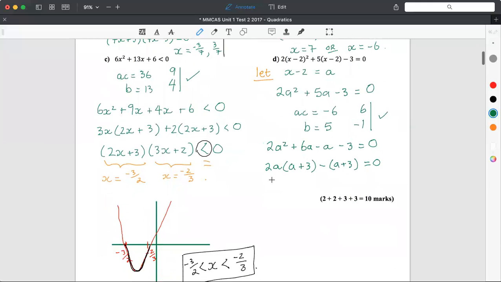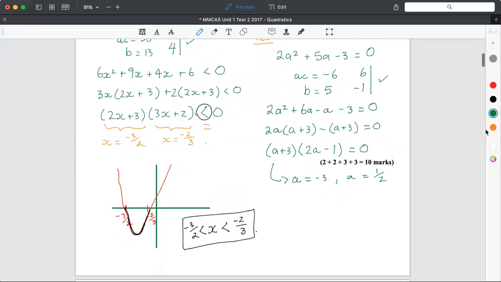And then we can see that a plus 3 is now the highest common factor, because it's in both. There's an a plus 3 there, there's an a plus 3 there. So I'm going to take that out the front. And then we're going to be left with 2a minus, well, there's an imaginary 1 there, and that equals 0. Now, applying the null factor law, we get a equals negative 3 and a equals positive 1/2.